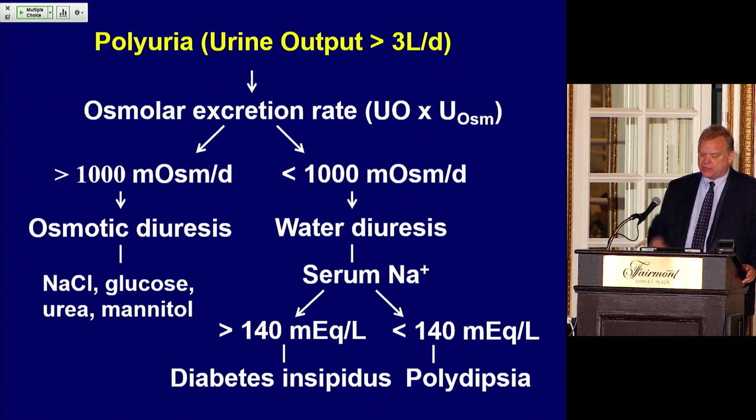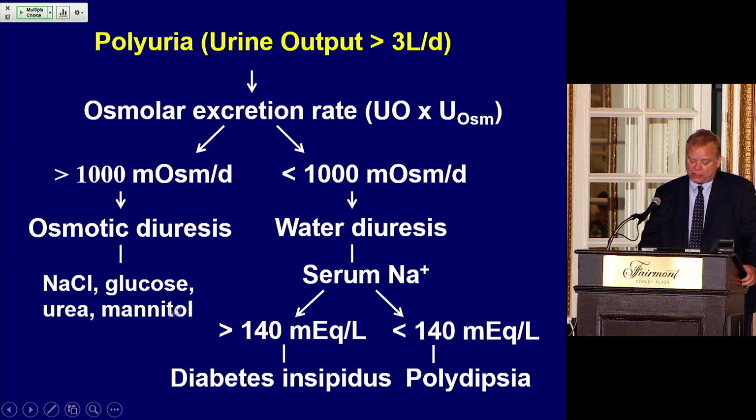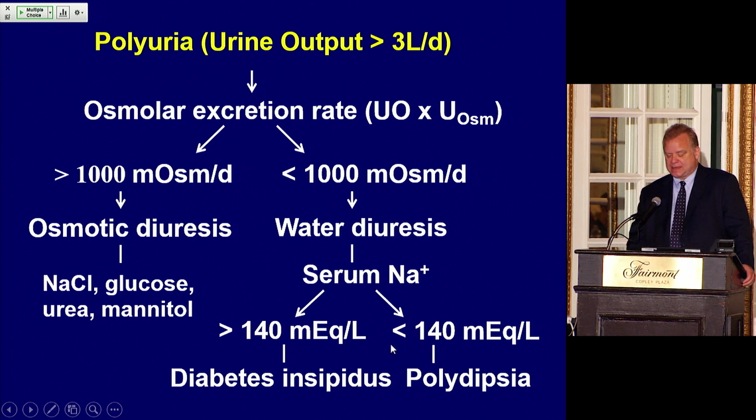In terms of polyuria, that's defined as greater than 3 liters per day of urine output. The key differentiating feature is the osmolar excretion rate. If it's greater than 1,000 per day, that's an osmotic diuresis, classically due to salt, glucose, urea, or mannitol if it's administered. Less than 1,000 milliosmoles per day is typically a water diuresis. And if they have a serum sodium greater than 140, you think of diabetes insipidus. If it's less than 140, you think of polydipsia.